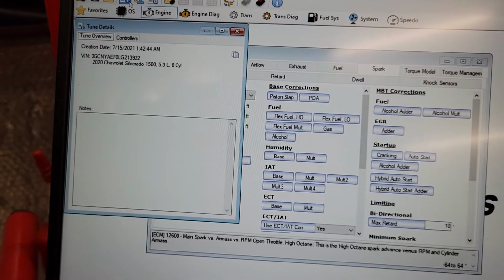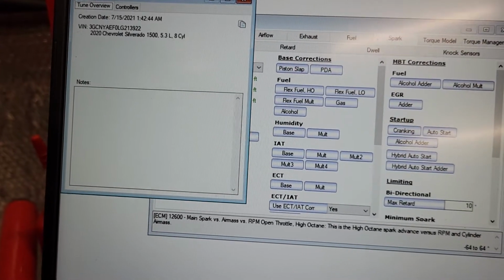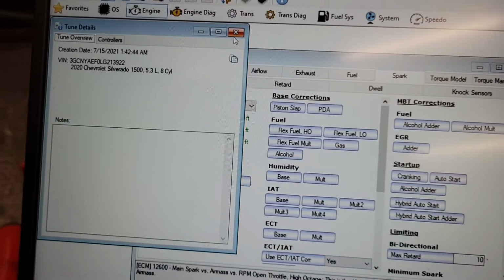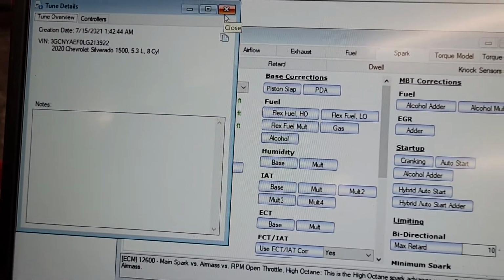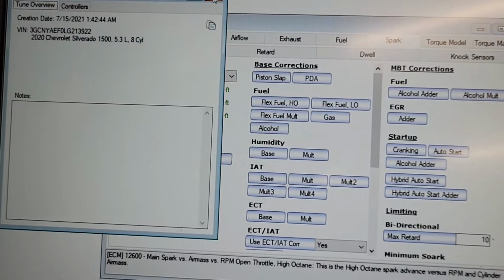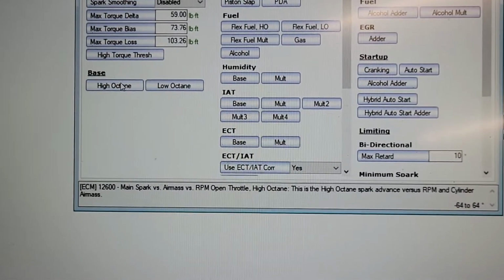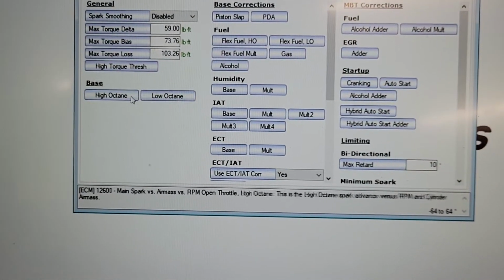This will hopefully be a quick, informative video on octane and why it's important. For this video I'm going to use my 2020 Silverado, but the strategy is actually the same among all GM vehicles. Now, when you come over here to Octane, you see we have two tables.